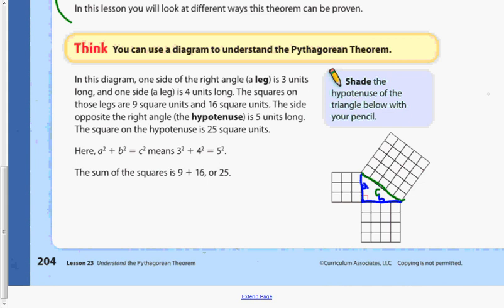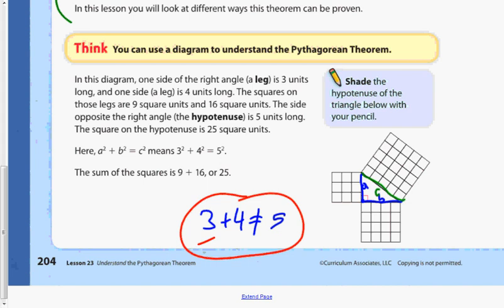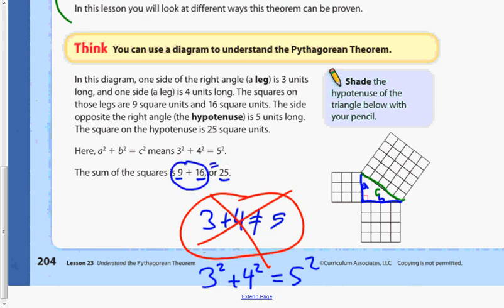So you might be looking at this and say, well, 3 plus 4 does not equal 5. And that's not what we're trying to say here. That's not true for right triangles. But what is true is that a squared, so 3 squared, plus b squared, 4 squared, equals 5 squared. That's always true for right triangles, and that's here. 3 squared is 9, 4 squared is 16, 5 squared is 25, and you could check that out. 9 plus 16 does equal 25.